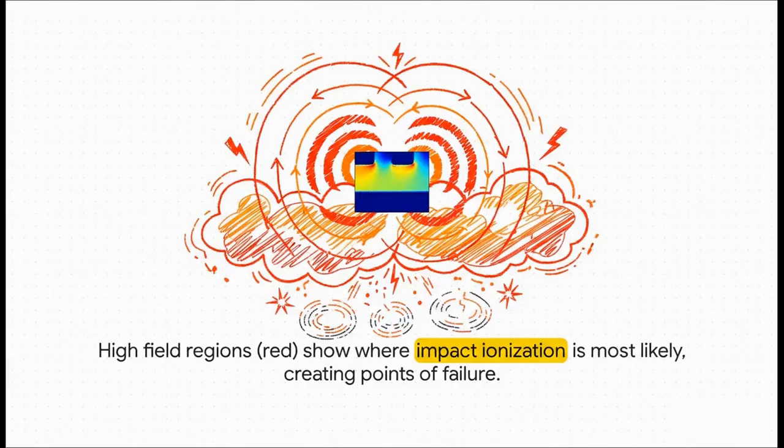This simulation gives us a great look at those danger zones. It's showing the electric field inside a diode right at breakdown. See those bright red areas? That's where the field is the strongest. And that is exactly where impact ionization is most likely to kick off, creating these little hot spots that can lead to catastrophic failure if they're not managed.